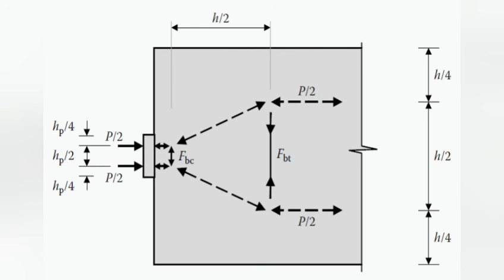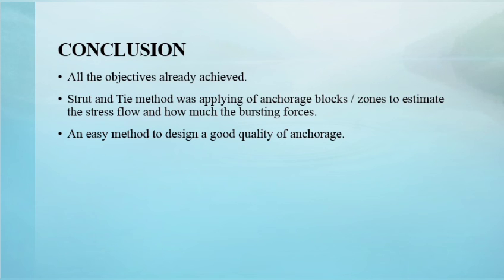So the conclusion is that all the objectives are achieved. The second one is that the strut and tie method was applied on the anchorage block and zones to estimate the stress flow and how the bursting force might happen. And the last one is we can conclude that the strut and tie method is quite an easy method to design a good quality anchorage.